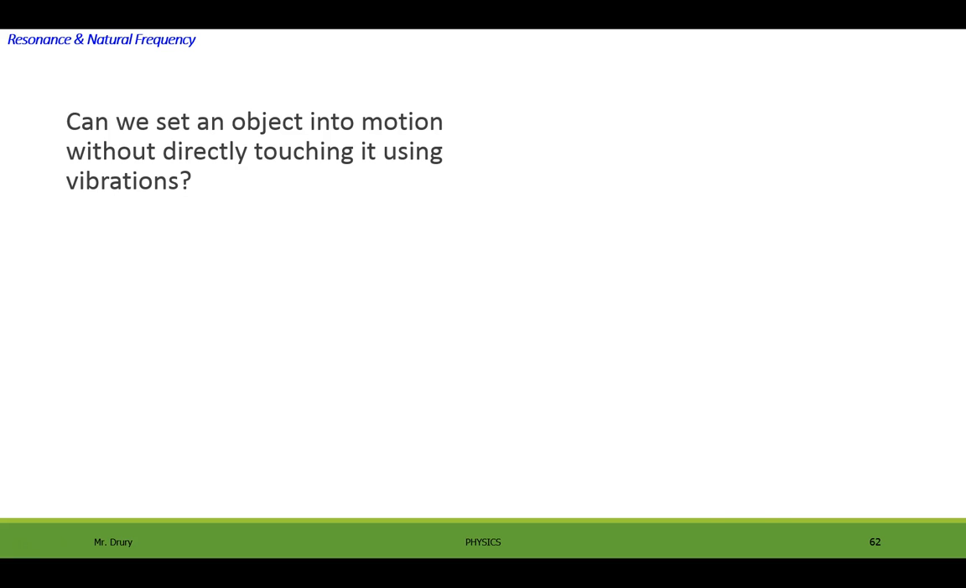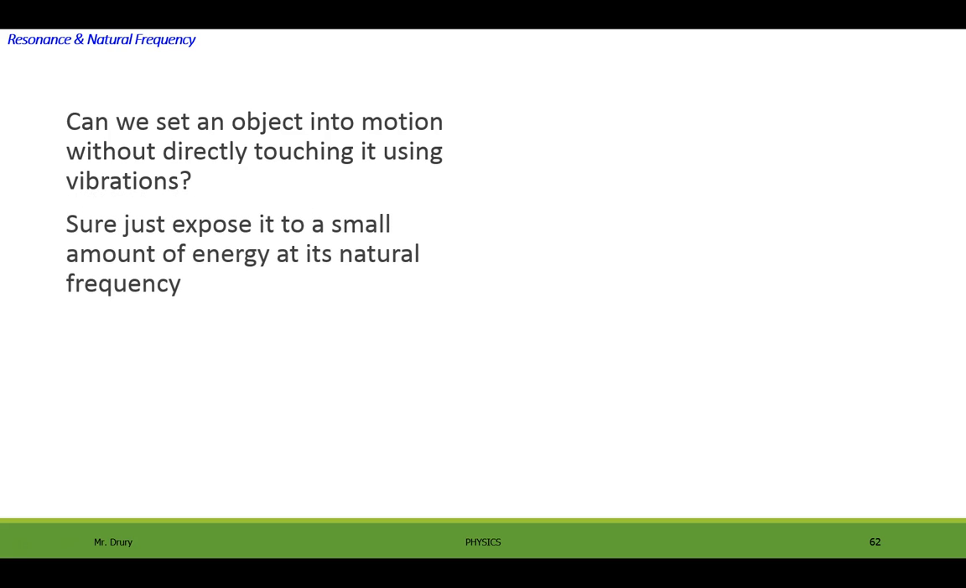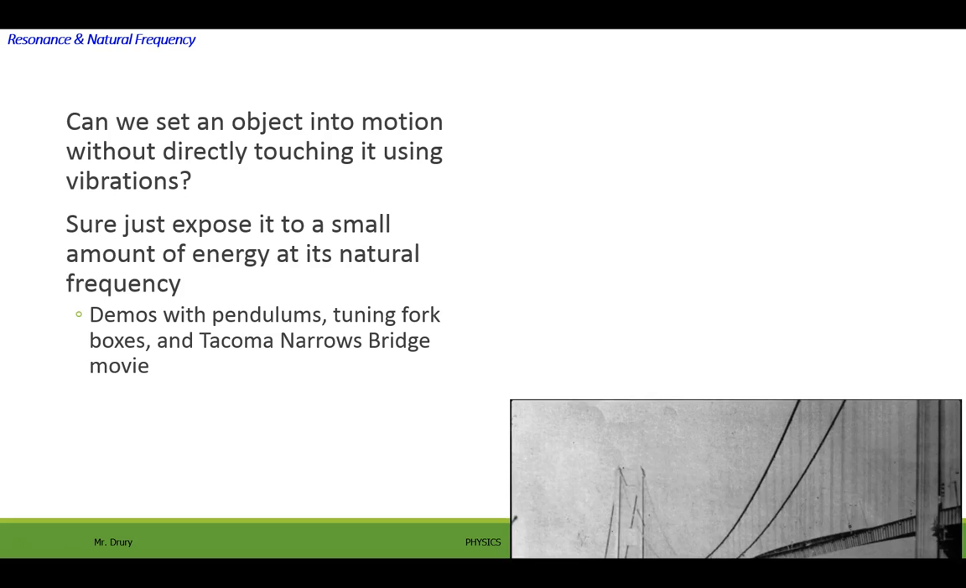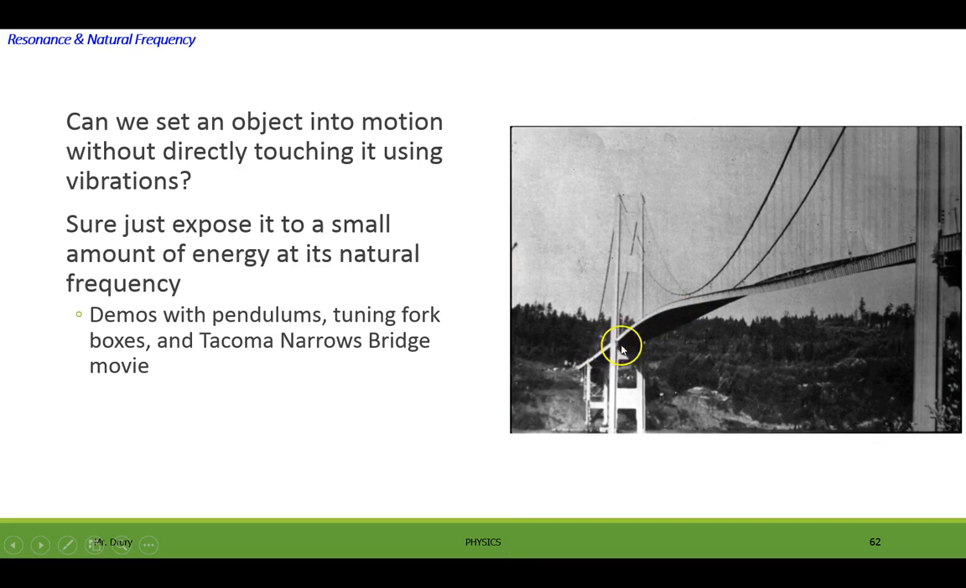Can we set an object into motion without touching it directly? Sure, all you have to do is expose it to small amounts of energy at its natural frequency. So some of the demonstrations I'll be showing you in class deal with pendulums, tuning fork boxes, and the Tacoma Narrows Bridge. It's a really interesting video that we'll be talking about in class, how the wind being added to this one little valley got this bridge to start vibrating because it was hitting it at the correct natural frequency. So even a little teeny push added at the correct frequency makes it go higher and higher.